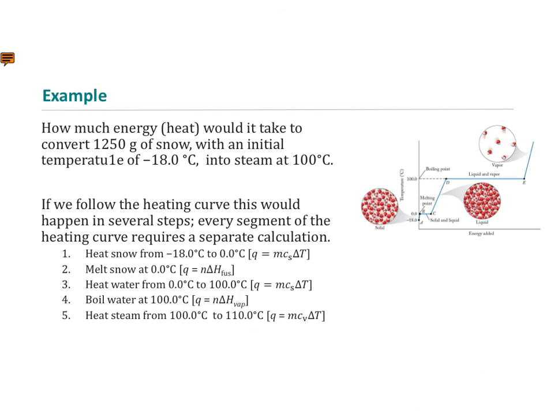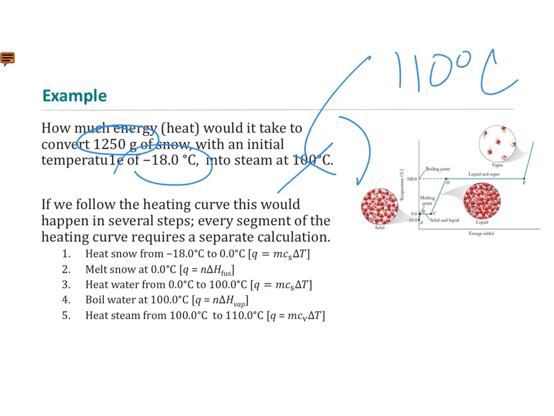Alrighty, so let's work a sample problem. How much energy would it take to convert 1,250 grams of snow, which is another form of frozen water, from minus 18 degrees Celsius, and whoops, I see an error. That's supposed to be 110 degrees Celsius. All right, so that's all 5 steps of a heating curve.